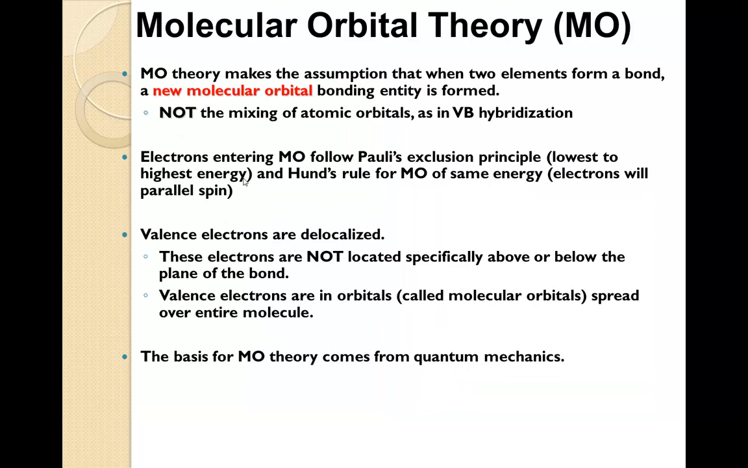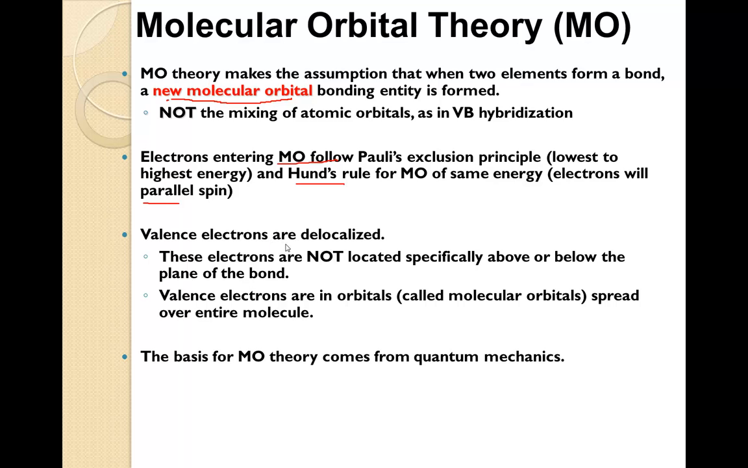Molecular orbital theory makes the assumption that when two elements form a bond, a new molecular orbital bonding entity is formed, not the mixing of atomic orbitals, which is what valence bond hybridization states. Electrons entering the molecular orbital follow the Pauli exclusion principle, indicating that the electrons enter the lowest energy first. It also follows Hund's rule, which states that the electrons will be at parallel spin going in opposite directions.